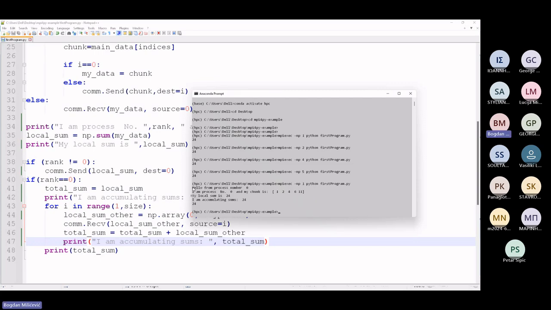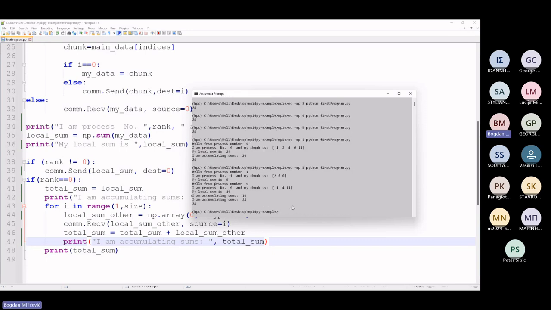It works. So it says hello from process number 0. I'm process number 0 and my chunk is like this. It's a full array. My local sum is 24 and when I accumulate sums I get 24. Okay. If we say 2, then it has something like this. Hello from process number 1. It printed before process number 0. That's okay. And process number 1 and my chunk is 2 and 6. This 0 is neutral for addition. So 2 and 6, since we are using cyclic decomposition, are used by process number 1, and all the other elements, so 1, 4, and 11, are with the zeroth process.